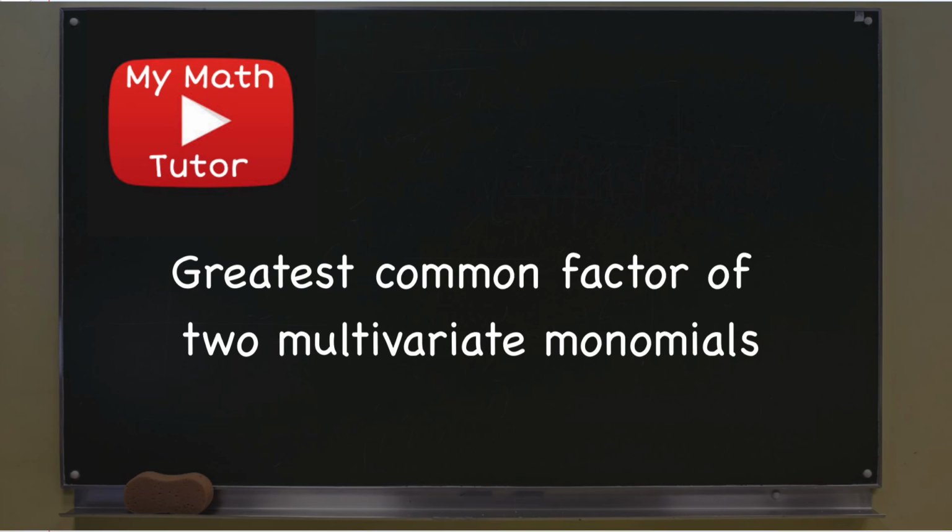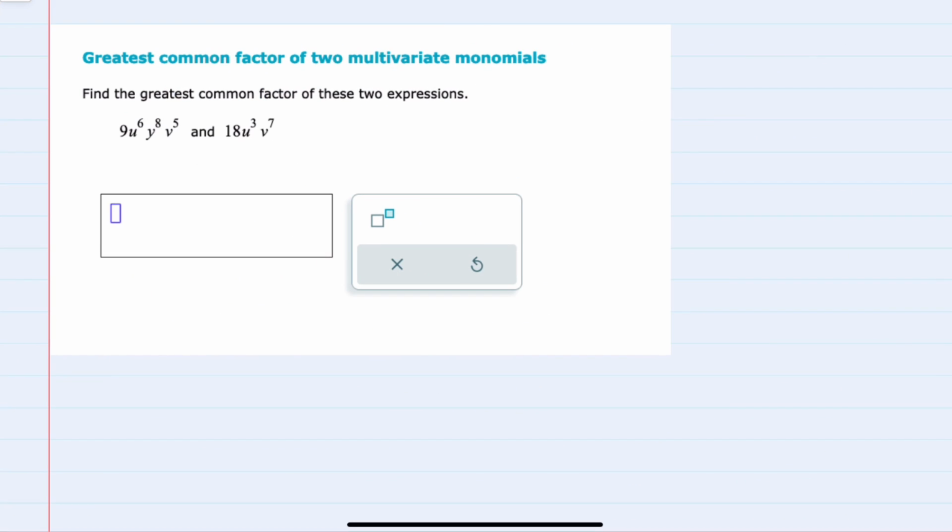In this video, I'll be helping you with the ALEKS problem type called greatest common factor of two multivariate monomials. In this example, we're asked to find the greatest common factor of these two expressions, and I can see that each of these has a coefficient and a variable portion.